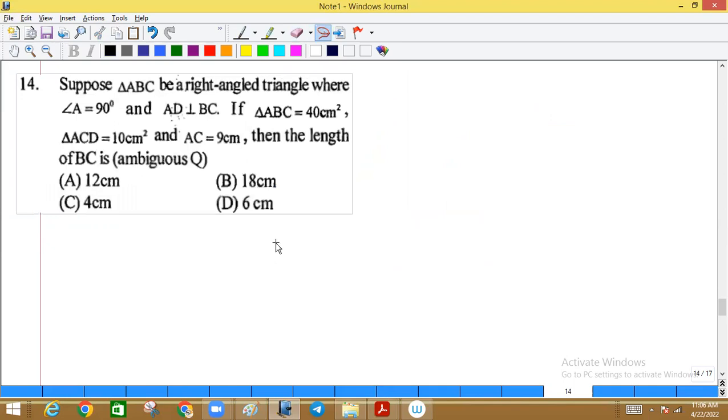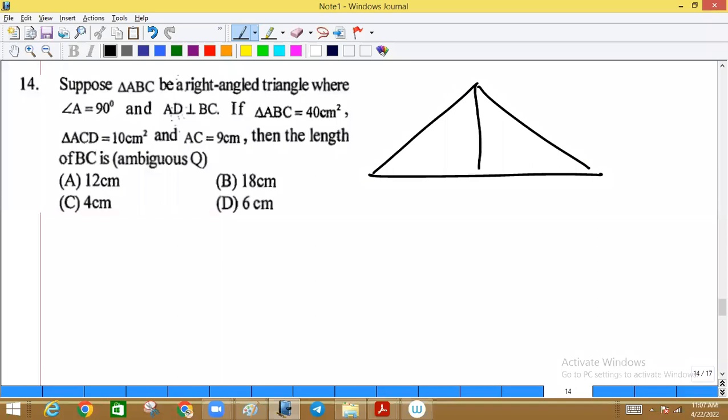Suppose triangle ABC is a right angle triangle where angle A is equal to 90, and AD is perpendicular to BC. So what are you drawing? You are drawing a perpendicular on BC. If the area of ABC is 40 and the area of ACD is how much? 10. Area of ACD is to area of ABC, 10 is to 40, means what is the ratio?